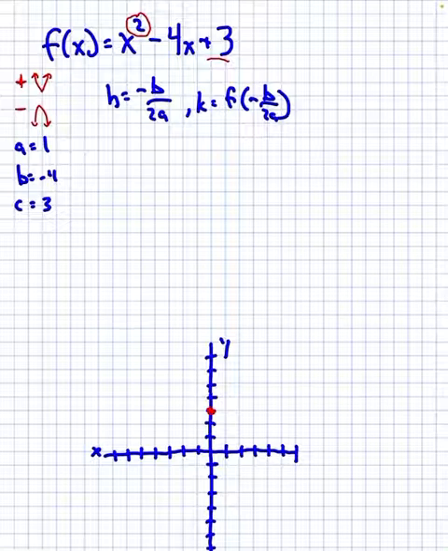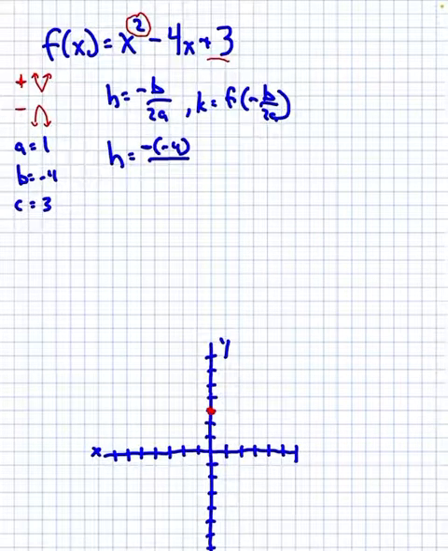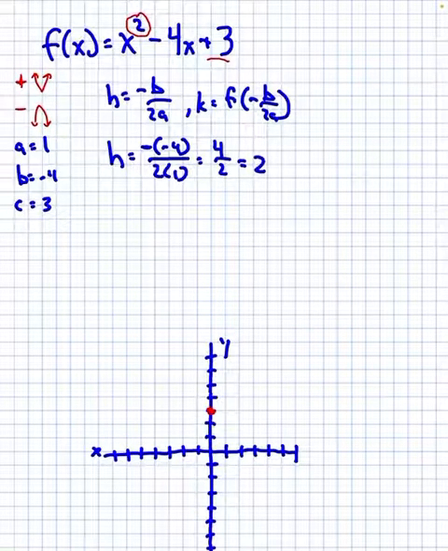So now, for H, we want to use negative B over 2A. That's going to be negative of negative 4 over 2 times 1. That gives me 4 over 2, which is equal to 2. And now I need to plug this back into my original function because remember, f of negative b over 2a. So whatever I get for h, I plug it back into my original function.